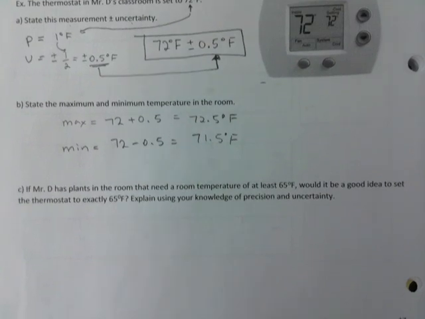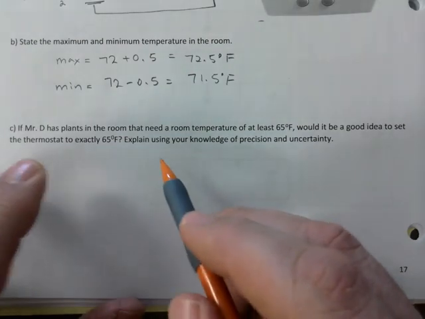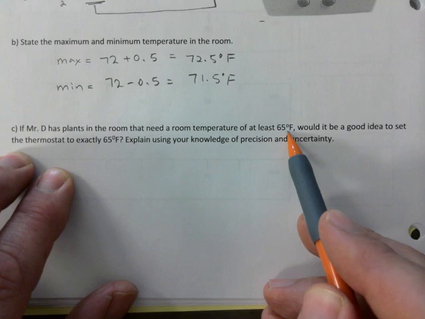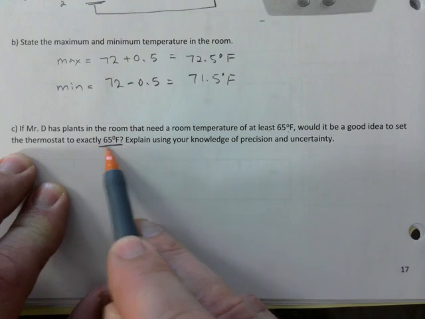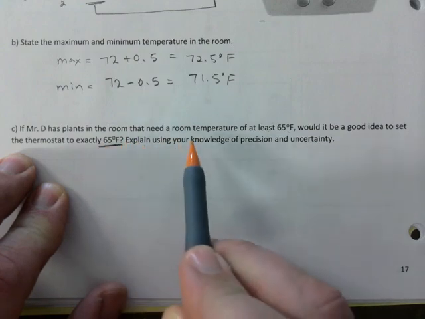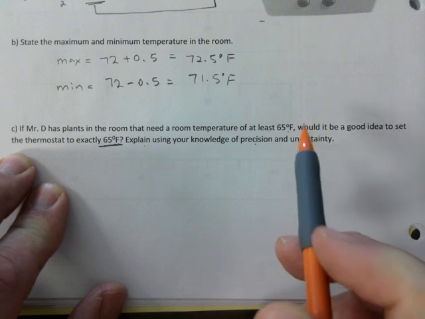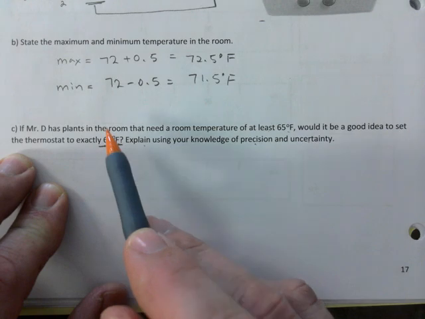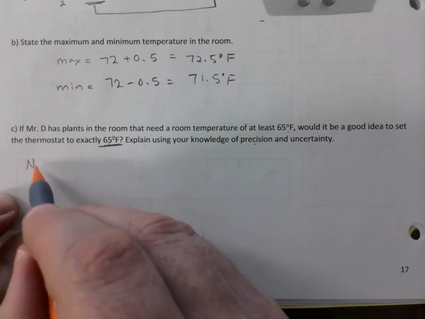So let's see how this applies to this idea here. If Mr. D has plants in the room that need a room temperature of at least 65 degrees Fahrenheit, would it be a good idea to set the thermostat to exactly 65 degrees? Explain using your knowledge of precision and uncertainty. You would have to say it's not a good idea, because if you set it to 65, there's a chance that the temperature will be slightly below that. That's what I want you to think of. So, no, it would not be.